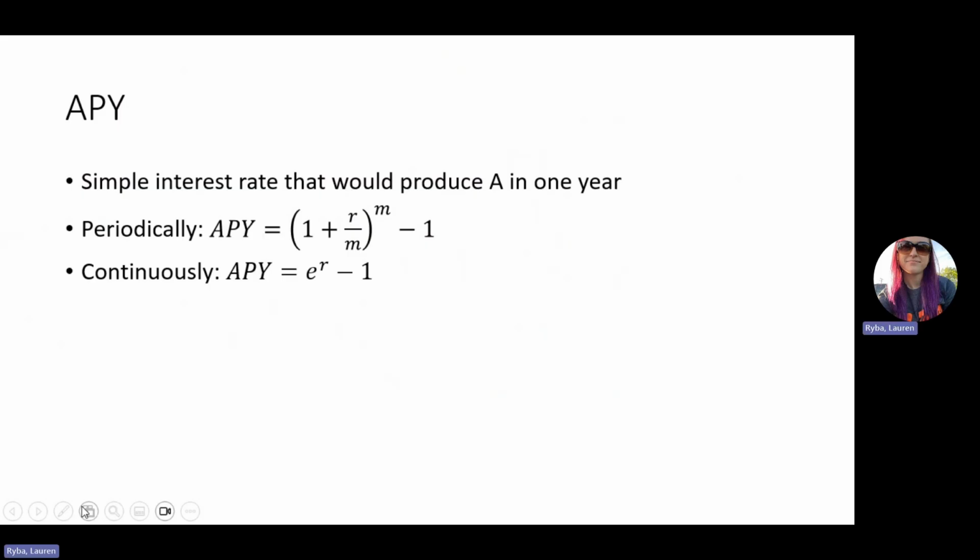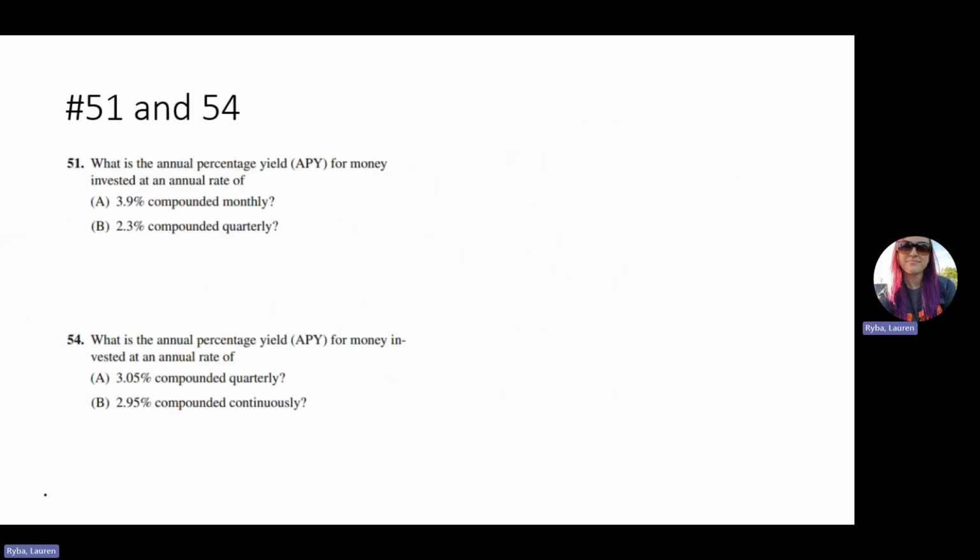It just depends on whether I am doing a periodic one, quarterly, weekly, monthly, or semi-annually, or whether I am doing it continuously. Then you pick the corresponding formula. So it says, what is the annual percentage yield, or APY, for money invested at an annual rate of 2.9% compounded monthly? That's going to be the first equation: APY equals 1 plus r over m, to the m, and then subtract 1.